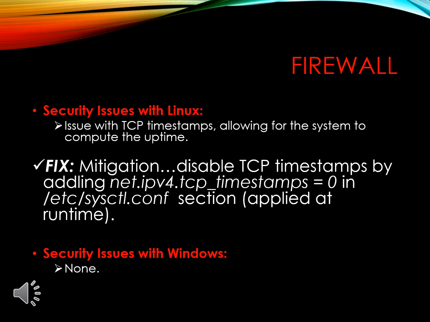Here we're going to be looking at the Greenbone scans of the firewalls for both servers. According to Greenbone, the security issue with Linux is that it has an issue with TCP timestamps, allowing for the system to compute the uptime. The best way to fix this is through mitigation. You can disable TCP timestamps by adding net.ipv4.tcp_timestamps = 0 in the following section, and this will be applied at runtime. When looking at the Windows server, Greenbone said there was no issue, and so no fixes are necessary.